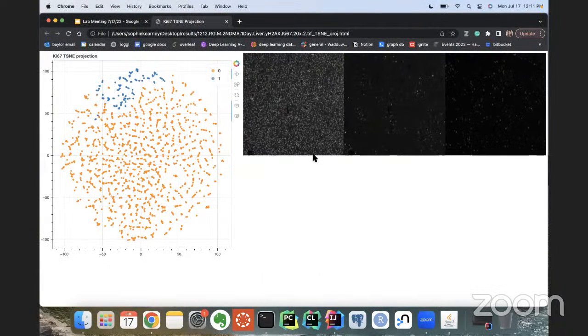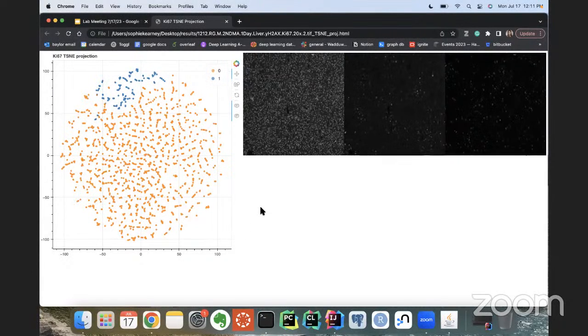And perfect. All right, so it pulls up the TSNE as an HTML file because it makes it a little bit easier to run the different hover tools that we're going to be making in the future, which are partially made right now. So on this right-hand side, this is the original image. That's the DAPI image. And then we have Ki67 and then the H2AX image. And then on this left-hand side, we have this TSNE projection.